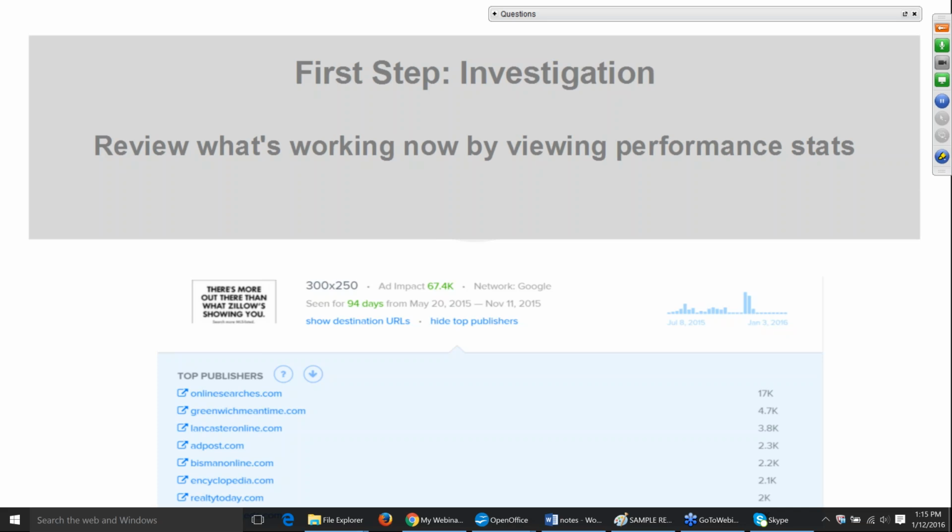Now down here I see the top publishers. I can see where they've been running those ads. So 17,000 of their clicks came from onlinesearches.com. And I can just go down the list here. We got AdPost, Bisman Online, encyclopedia.com, Realty Today. I can see exactly where they've been running their ads. 67,000 clicks, guys. They ran it for over 3 months, and it was working so well that they continue to run it today, with the only change being a different color background.